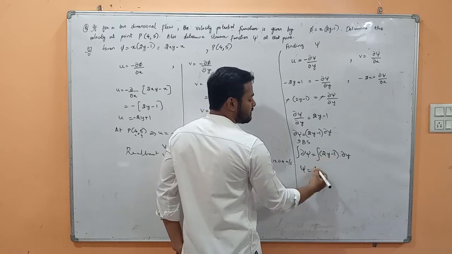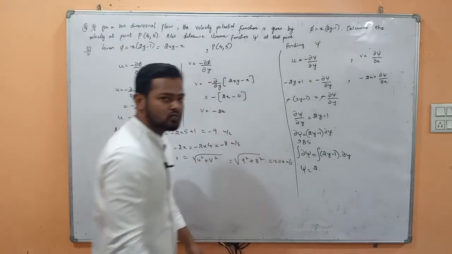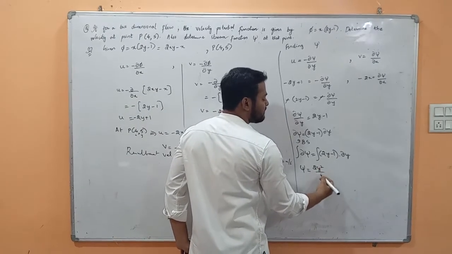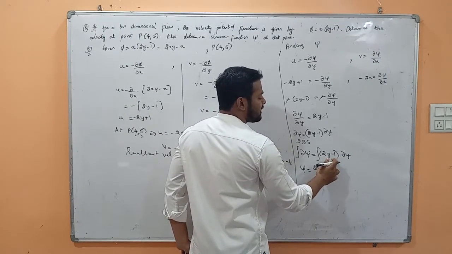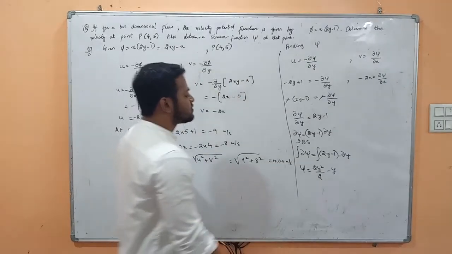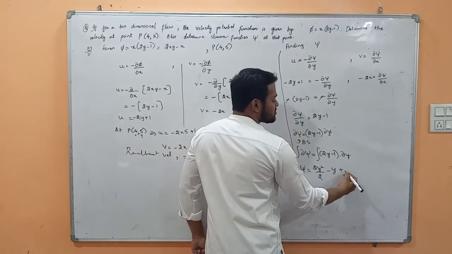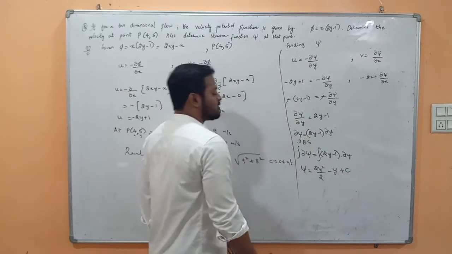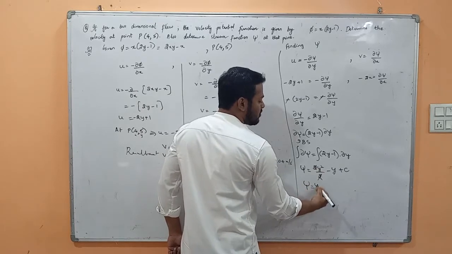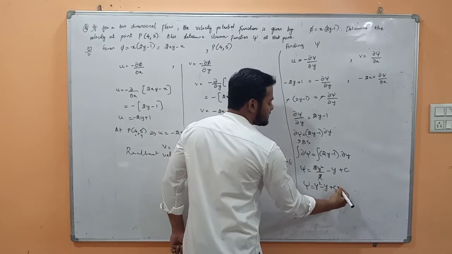So 2 into this will become integration of x, we know that is x square by 2. Integration of y with respect to y is y square by 2. And integration of 1 with respect to y is y. You will also get the constant of integration, c. So this 2 and this 2 get cancelled. So phi is equal to y square minus y plus c.